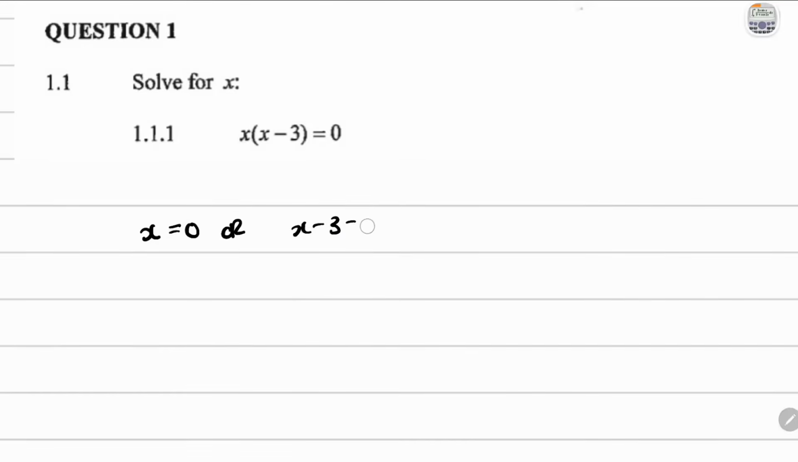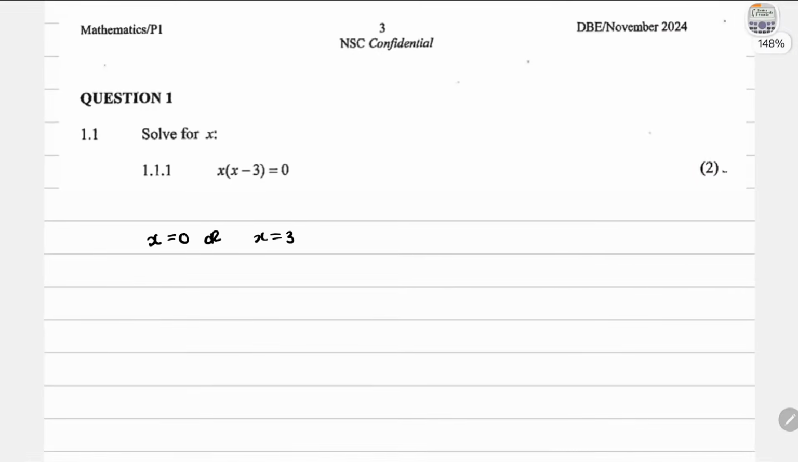And of course, if you take your negative 3 over, it means that x is equal to 3. And those will be our answers. And that's why it's just 2 marks, because they factorized it for you. Moving on to the next question.